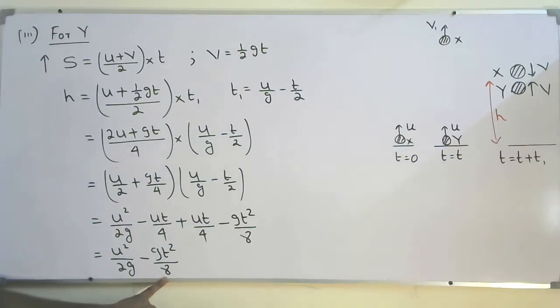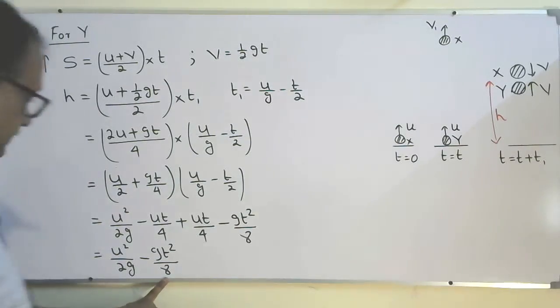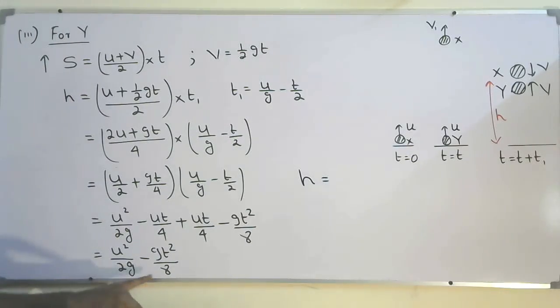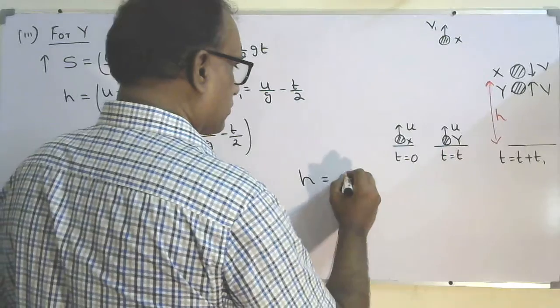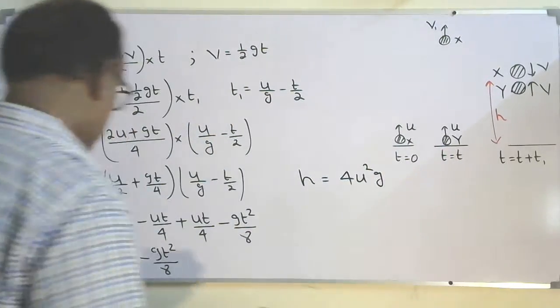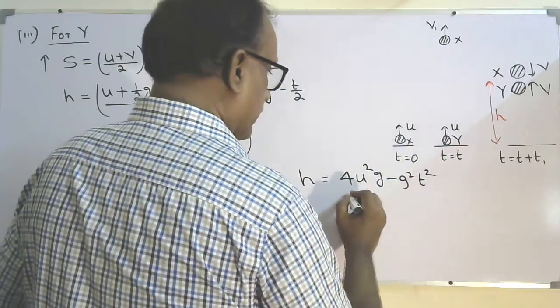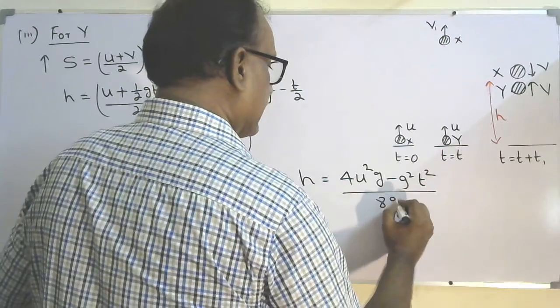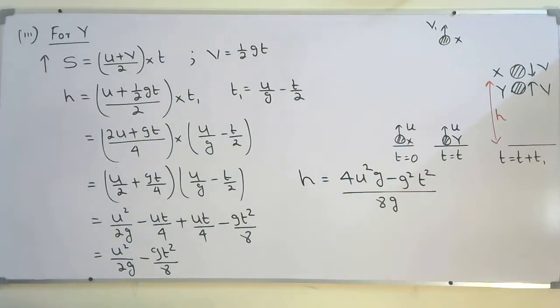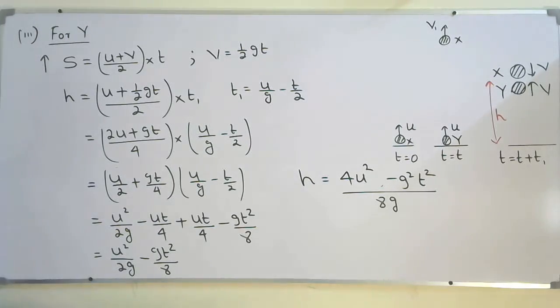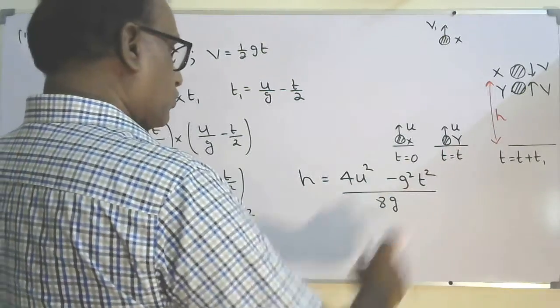Okay, take 8g as LCM. So if I take 8g as LCM, h will be 4u squared minus g squared t squared, divided by 8g. I took 8g as the LCM, so g won't come in the numerator otherwise. So h is 4u squared minus g squared t squared over 8g.